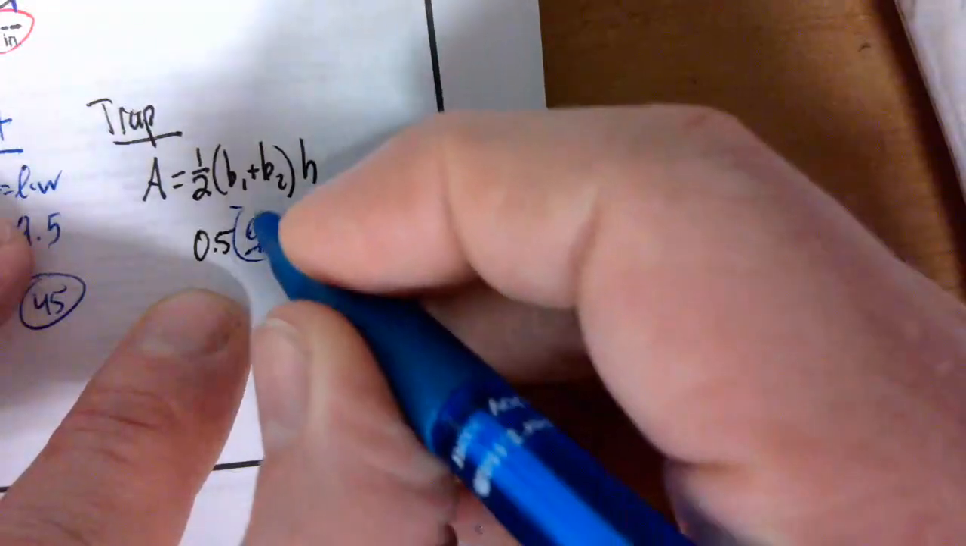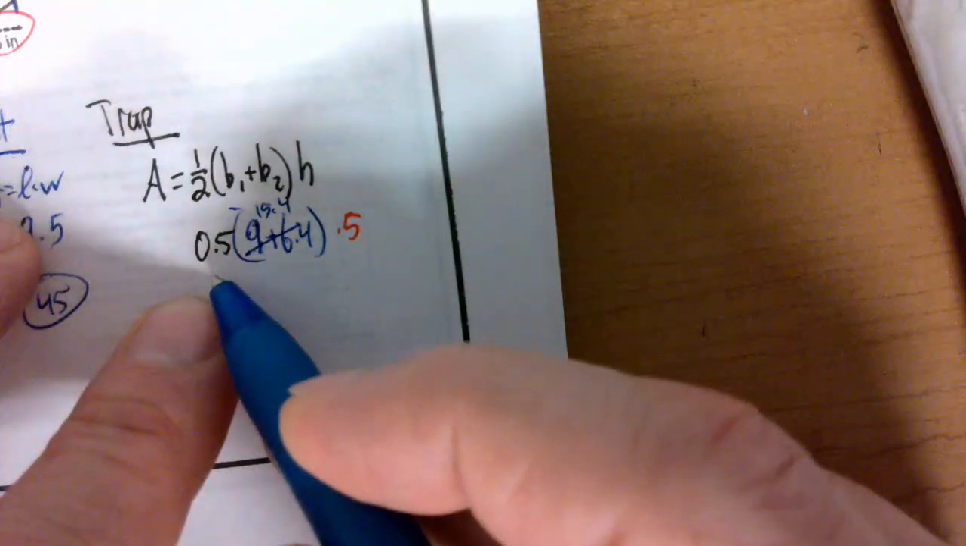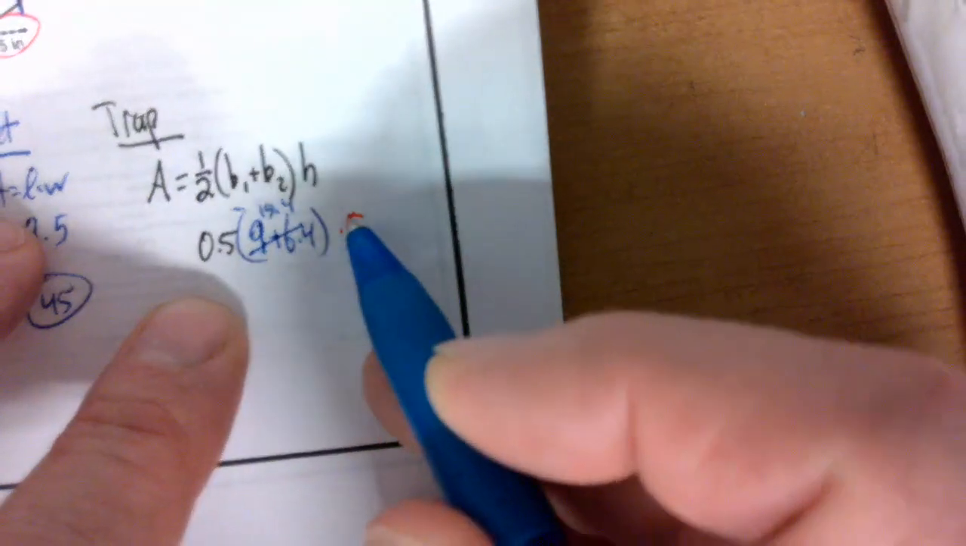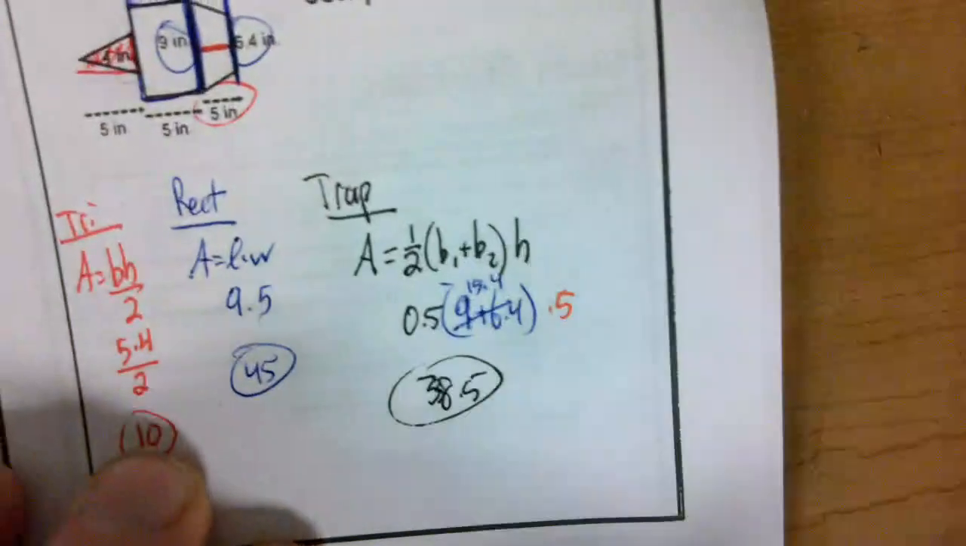In the parenthesis, you're going to add those, you get 15.4, so then you could just take 0.5 times 15.4 times a full 5, and that gets you the number 38.5. So again, circle that on up because we'll have to come back to it.